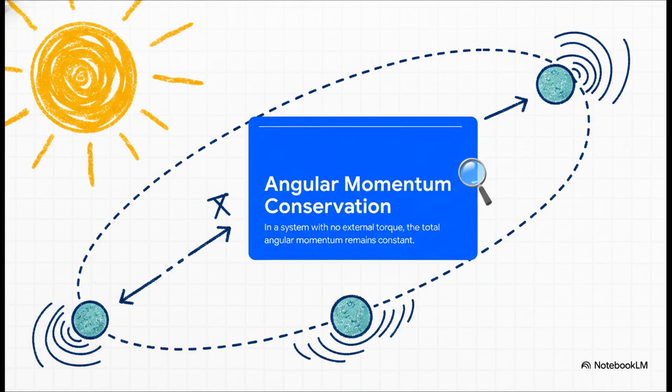Our first secret weapon is the conservation of angular momentum. Think of it like this. To make something spin faster or slower, you need to give it a twisting force, right? A torque, like pushing a merry-go-round at the edge. But the sun's gravity only ever pulls the planet straight towards its center. There's no sideways push, no twist. And because there's no torque, the planet's angular momentum has to stay exactly the same through its entire orbit.